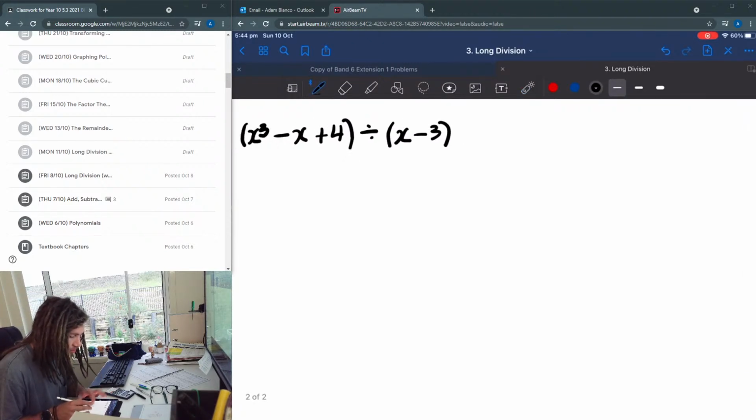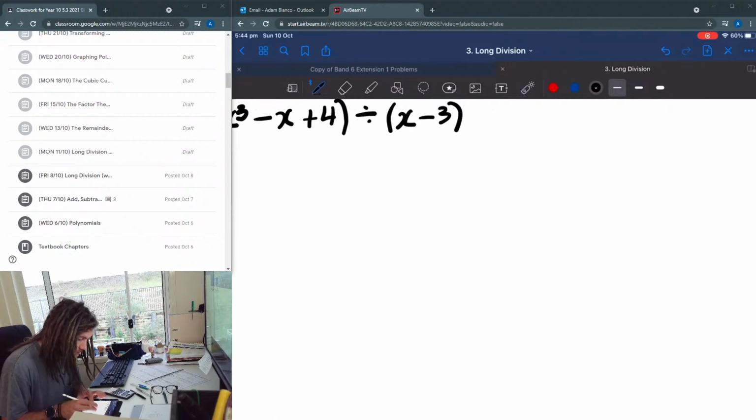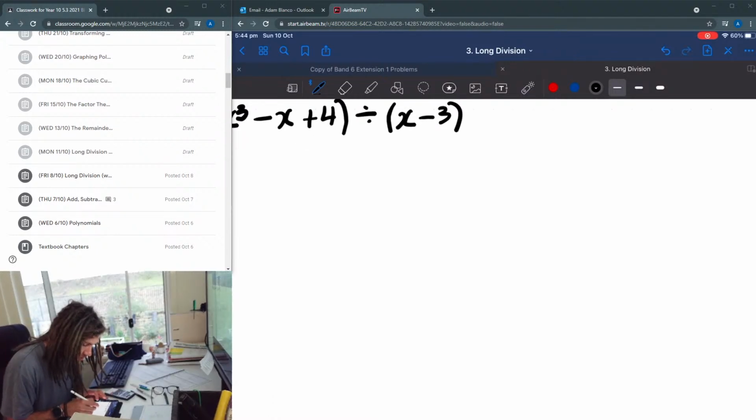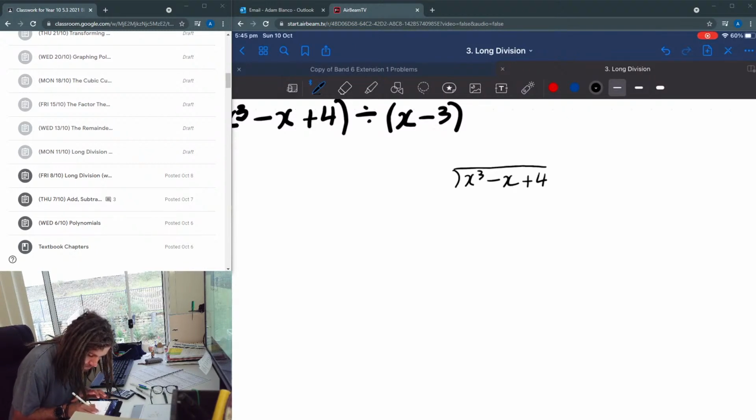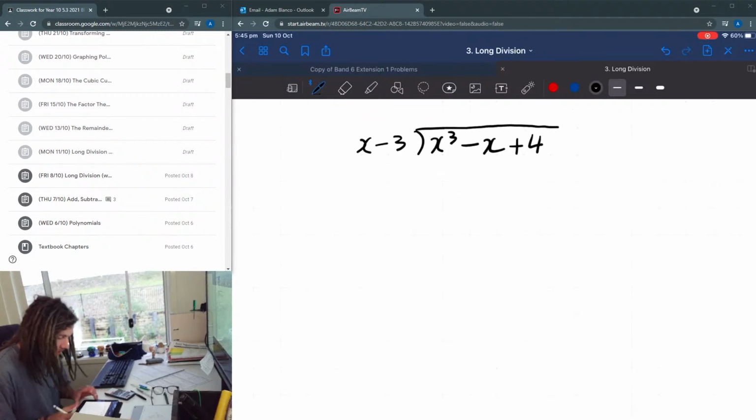So I'll try and do this one a little bit fast. I was trying to be really slow on the other one. Okay, so x cubed minus x plus 4 divided by x minus 3. All right.